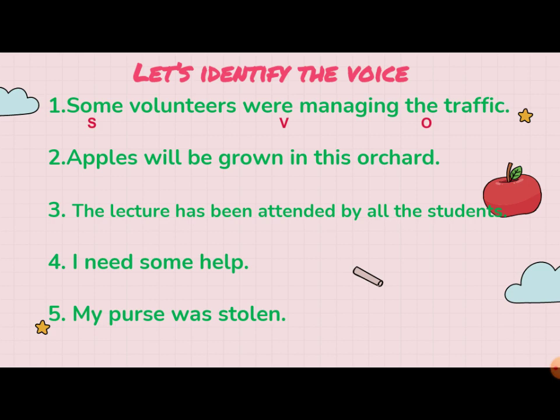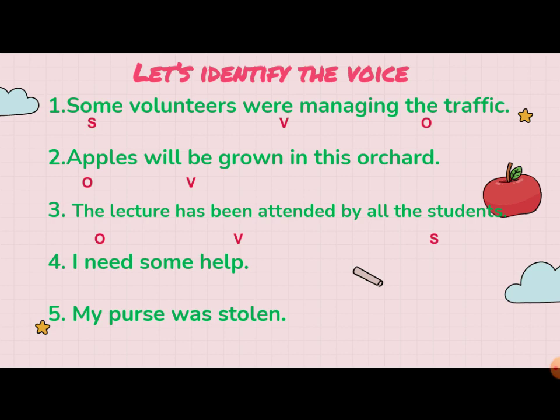Second sentence: apples will be grown in this orchard. Who will grow? Not given. What will be grown? The apple. So we can say apple is the object, will be grown is the verb, the action of the sentence. Who will grow is not given in the sentence. When I was explaining passive voice, I told you passive voice sometimes omits the subject. So in this sentence we do not have a subject. So this becomes a passive voice.